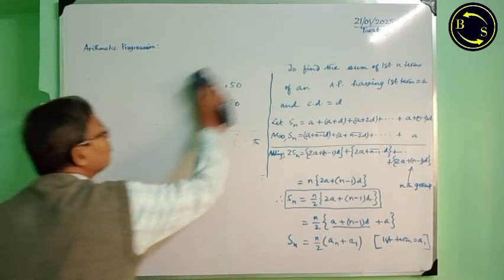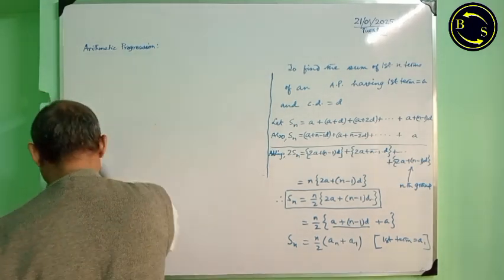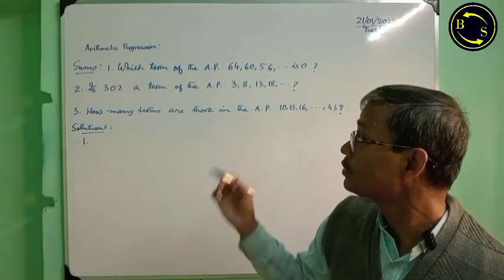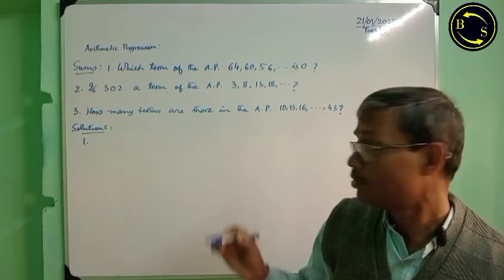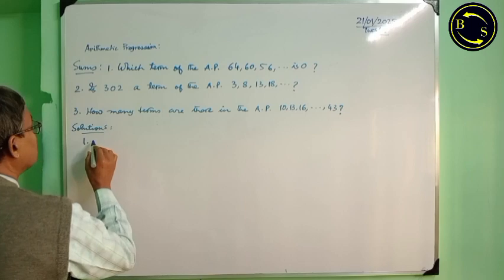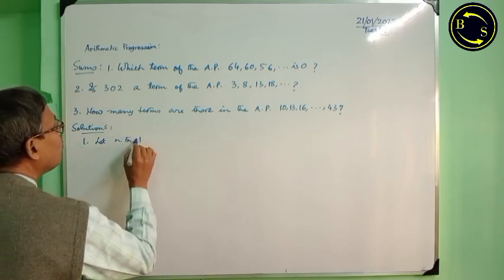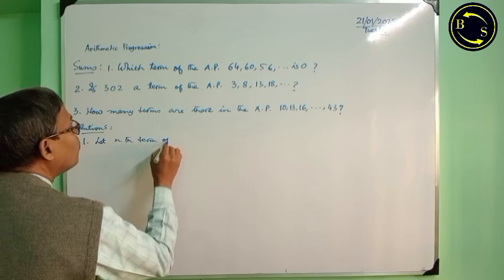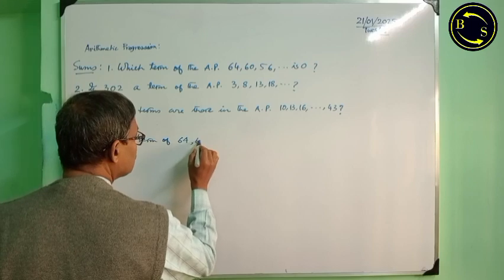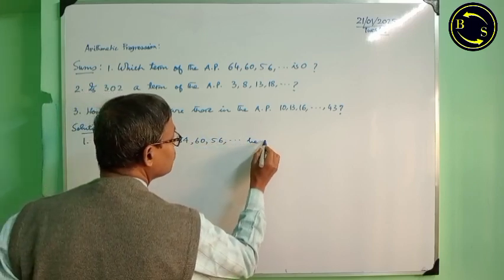Now we work out a few sums. I work out the first sum. Already I have written 3 sums on the board. For the first one, which term of the AP is this? I start like this. Let the nth term of 64, 60, 56 be 0.